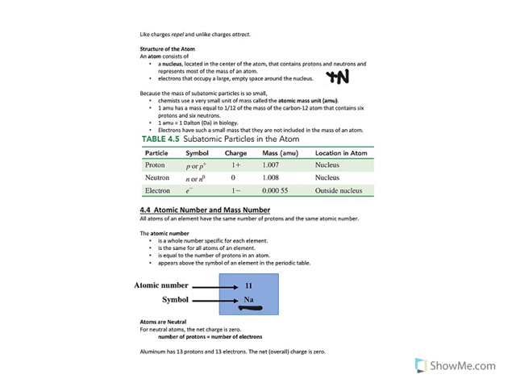Now, all atoms are neutral, meaning their net overall charge is 0. Therefore, the number of protons that they have must equal the number of electrons for an atom. So sodium has 11 protons. Therefore, an atom of sodium also has 11 electrons. Aluminum has 13 protons and therefore must have 13 electrons for its net overall charge to be 0.